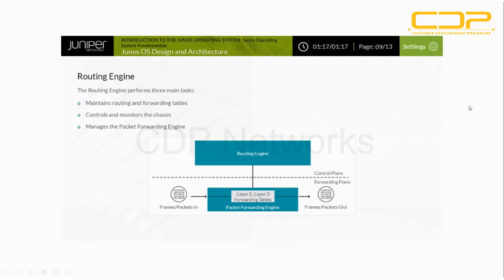So again, see the routing engine. Basically, the routing engine performs three main tasks. One task is to maintain routing, that means routing protocols, the routing table and the forwarding tables. It also controls and monitors the chassis and manages the packet forwarding engine. These three are the main tasks of the routing engine.